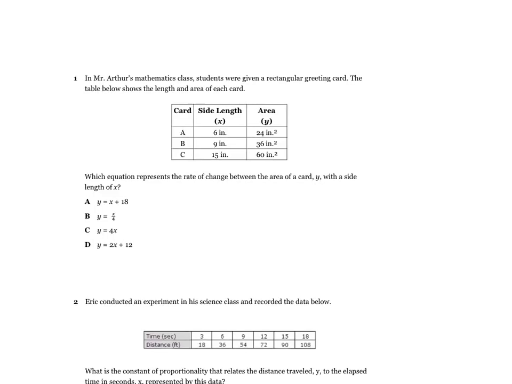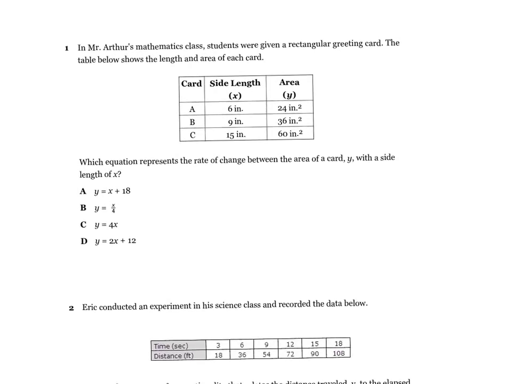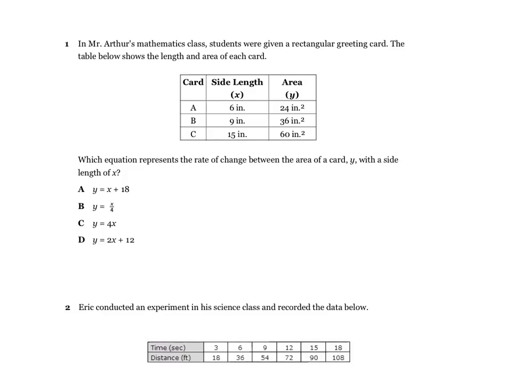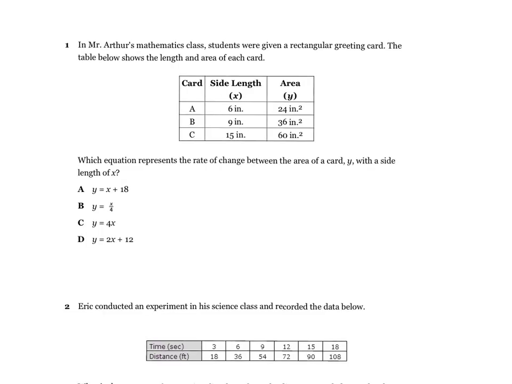Unit 4 test corrections. So look at number 1. It says, in Mr. Arthur's mathematics class, students were given a rectangular greeting card. The table below shows the length and area of each card. Which equation represents the rate of change between area of card with a side length? Okay, guys, we did one almost just like this on the review, and it had the cards, but it had a D. Okay, we don't have a D, but this is not really necessary information. We don't really need that.